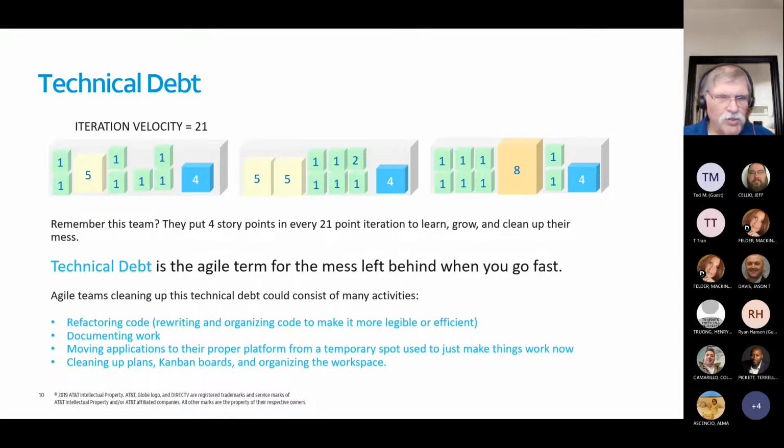Okay. Any questions on this? So Harry, frequently refactoring would help to keep technical debt in check also, right? Yep. That's part of it, yes.